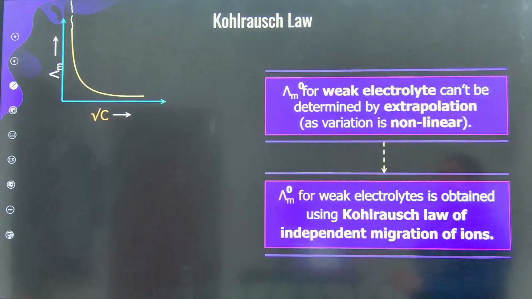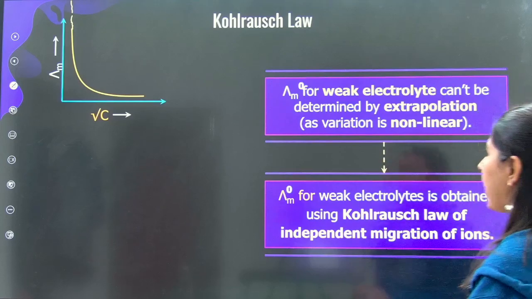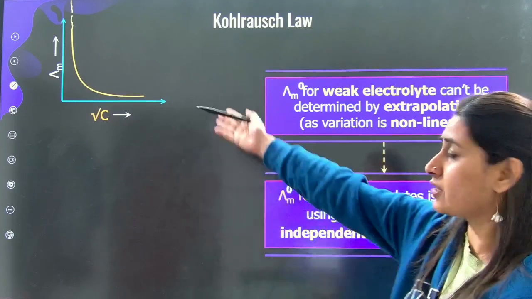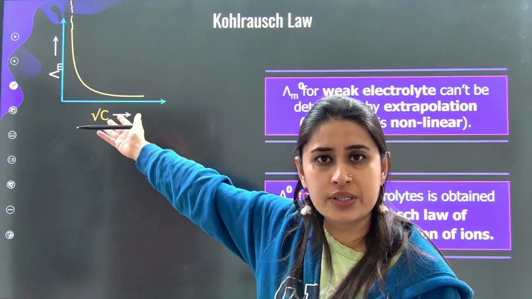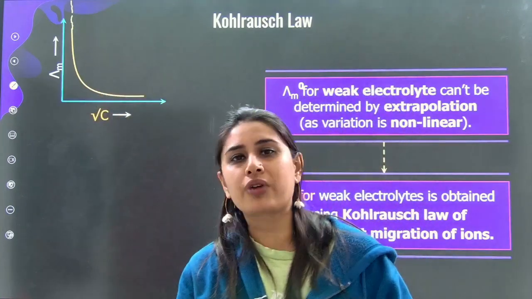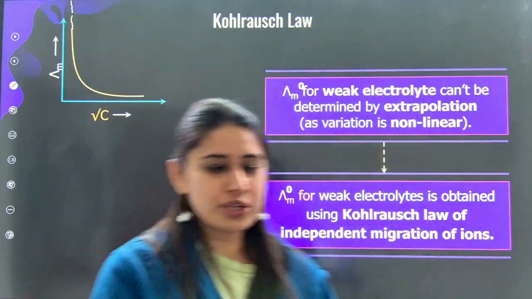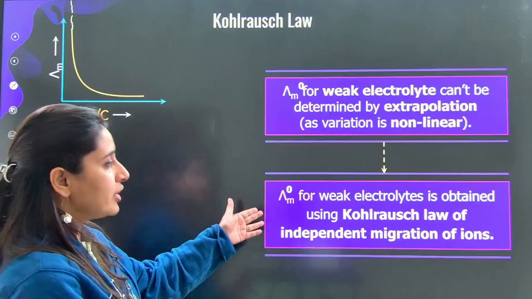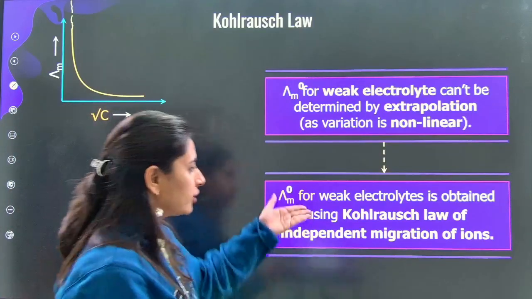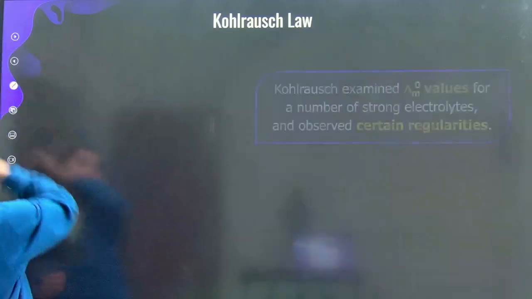Lambda naught for a weak electrolyte can't be determined by extrapolation, as the variation is non-linear. It is an exponential curve that you're getting of lambda m versus root C. So in this case, who is going to come to our help? Well, Kohlrausch law comes to our help. So lambda naught for a weak electrolyte is obtained using Kohlrausch law of independent migration of ions.